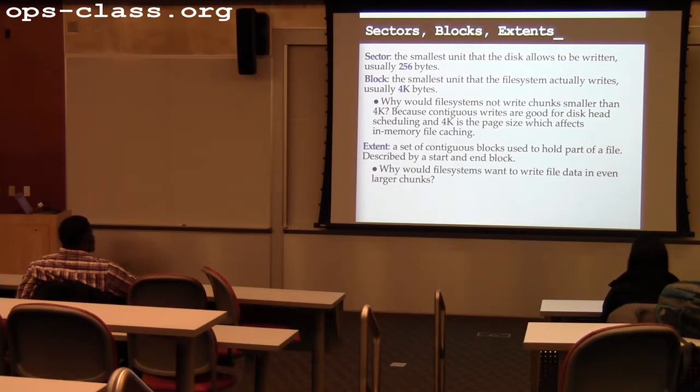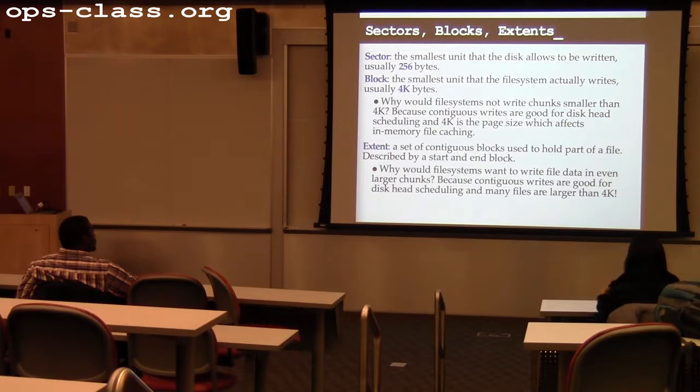Well, I might have a big file, but why do I want to write in bigger chunks? Yeah, for the same reason I wanted to write up here, right? Because contiguous writes are good for disk scheduling. And as Jen pointed out, a lot of files are bigger than 4K. If I have things like MP3s or movie files, these can be megabytes, gigabytes. So the more contiguous they are on disk, the better it is for disk performance.